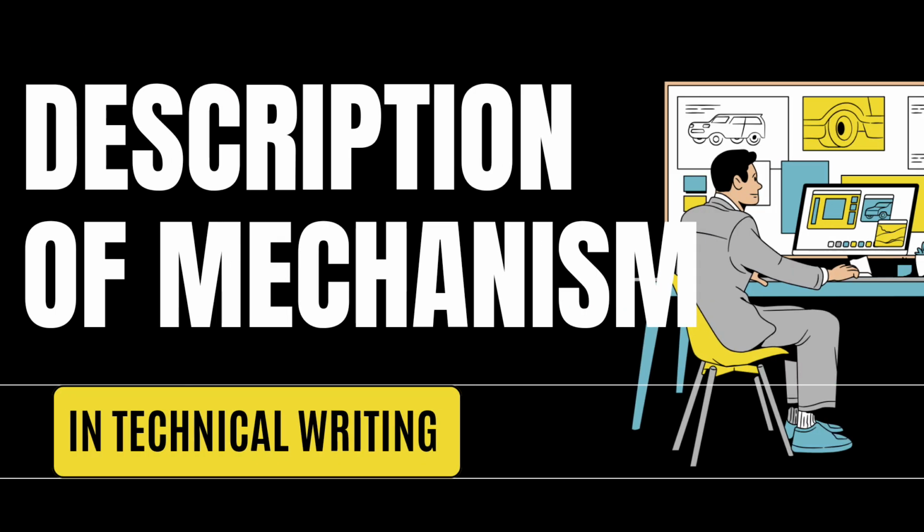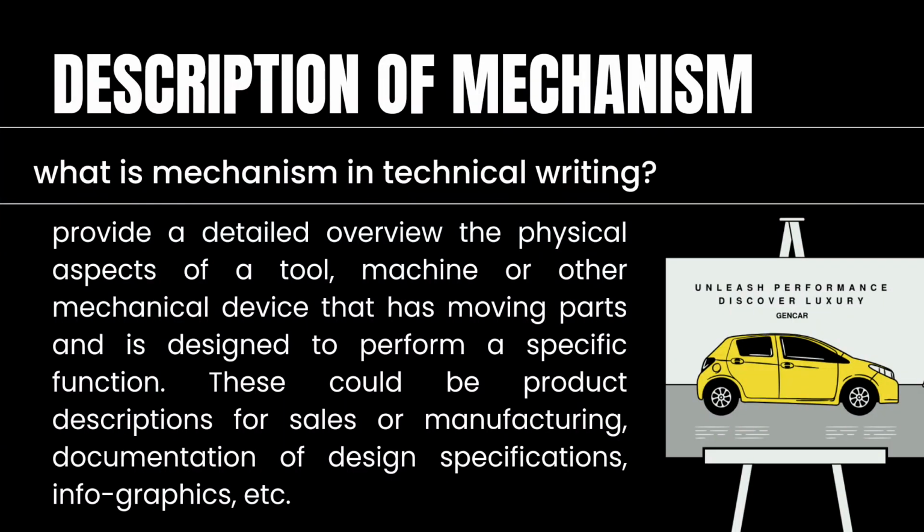For today's discussion, we're going to talk about the description of mechanism in technical writing. In technical writing, a mechanism refers to the detailed explanation of how a system, device, or process works. It describes the individual components, their functions, and how they interact to achieve a particular result. The purpose is to provide a clear, logical, and often step-by-step account of the operation or function of the mechanism, enabling the reader to understand how something functions or is constructed.